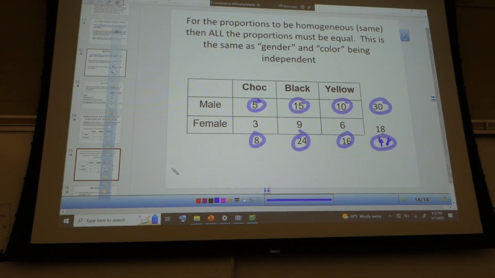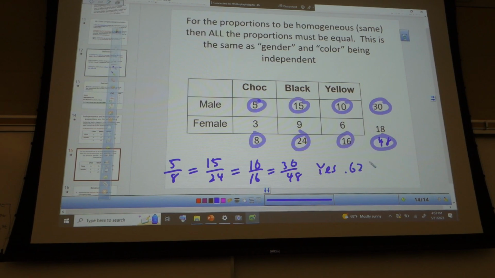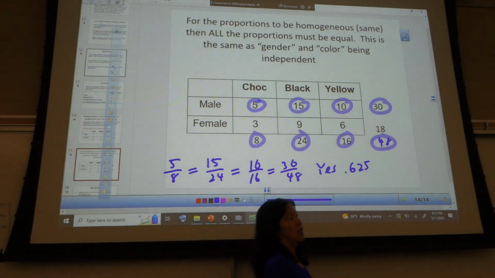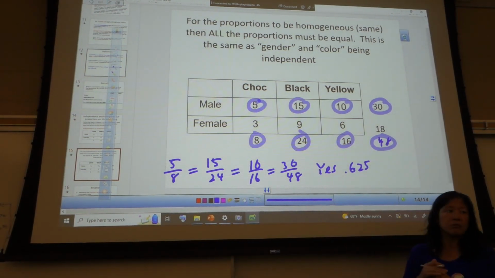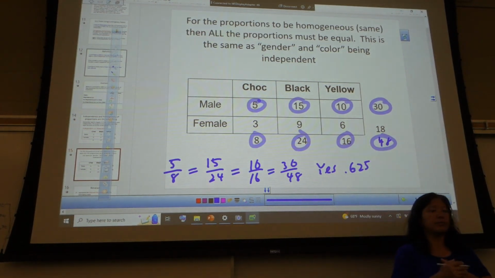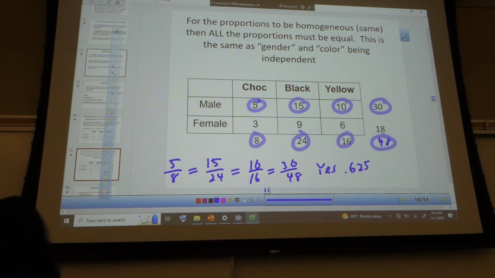So we'll take a look. Does 5/8 equal 15 over 24, equal 10 over 16, equal 30 over 48? Yes, they do. They're all 0.625. So that means that gender would be independent of type of puppy because their proportions are the same. I should probably fix that 10 so it's more legible.